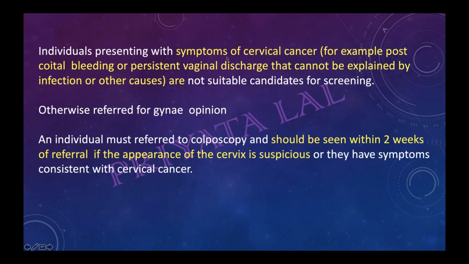Now, if you see a patient clinically who is presenting with postcoital bleeding or persistent vaginal discharge, in that particular situation this patient will not be a suitable candidate for screening. So this patient will require gynae opinion. This part is important; maybe in an SBA they will say this, then you have to say refer for the gynae opinion.